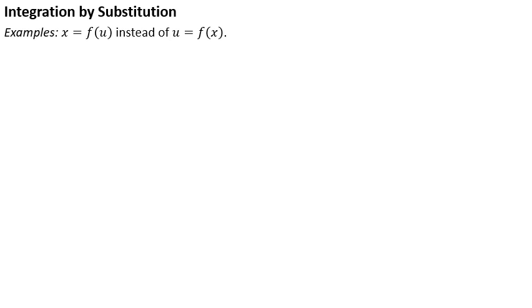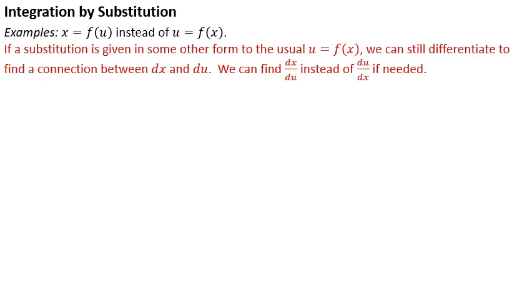The last example I want to examine is what happens when the substitution we're offered is not u equals something in terms of x, or even u squared equals something in terms of x, but it's been flipped around entirely and you've got x equals something in terms of u. Now this may feel like a very different situation, but under the hood it's exactly the same process. We can still take advantage of differentiation to find a connection between du and dx.